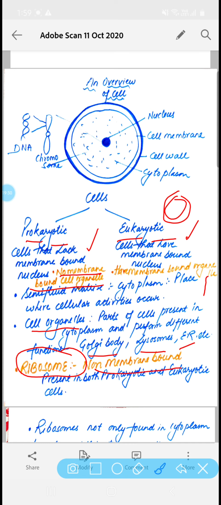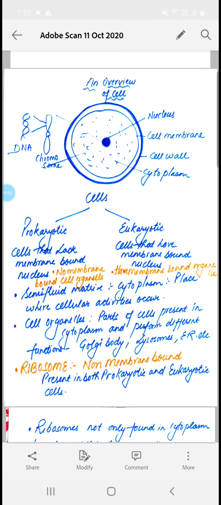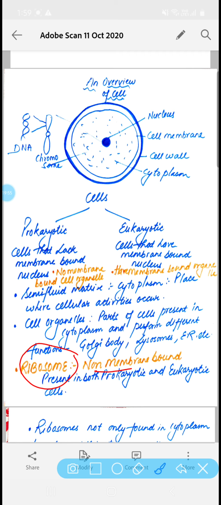नॉन मेम्ब्रेनस ऑर्गेनल, ये बहुत इंपॉर्टेंट है आपके नीट के पर्पज से. नीट में ये क्वेश्चन बहुत बार पूछा गया है. Name the cell organelle which is non-membranous and which is present in both prokaryotic and eukaryotic cells. सो दैट one is only the single, that is ribosome. Ribosome is non-membranous, सबसे पहली चीज़ ये याद रखनी है. Secondly, ribosomes are organelles which are present in both prokaryotes and eukaryotes.